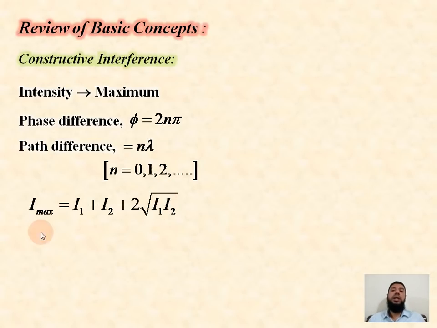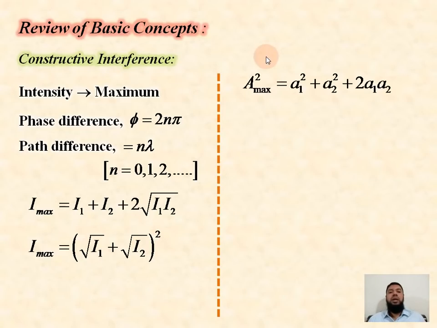In that case, what happens to the intensity? As the phase difference is 2n pi, cos of 2n pi, its value is 1. Then the resultant intensity I max is equal to I1 plus I2 plus 2 root I1 I2. It is in the form of a plus b whole square, hence I max is equal to root I1 plus root I2 whole square. Then what about the resultant amplitude?